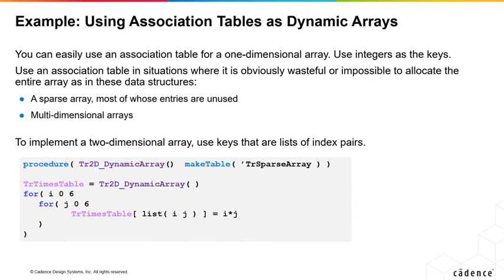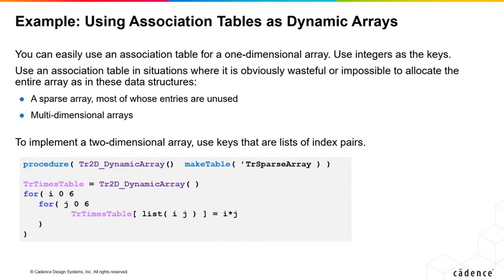Here's an example of using an association table as a dynamic array. A dynamic array would be one, for example, where we might have a sparse array, meaning we'd have to declare a very large array to store a few values, most of whose entries are not in use, so that would be a waste of space. So a sparse array would be an application for a table that represents a dynamic array, or a multi-dimensional array.